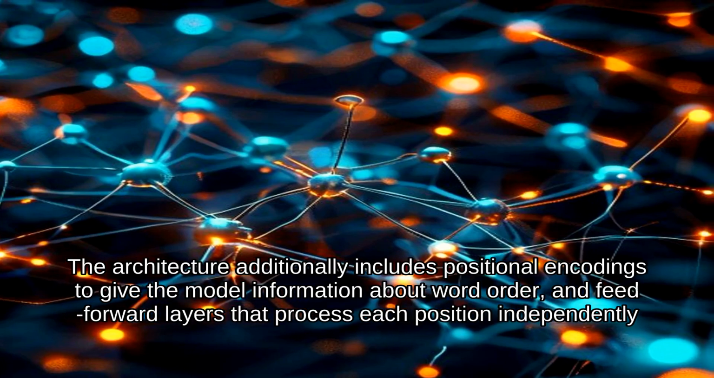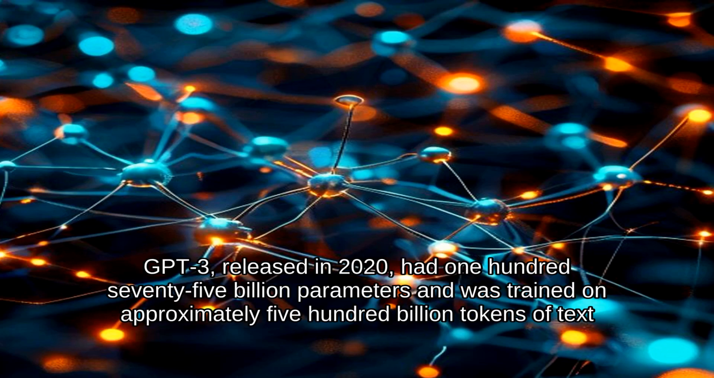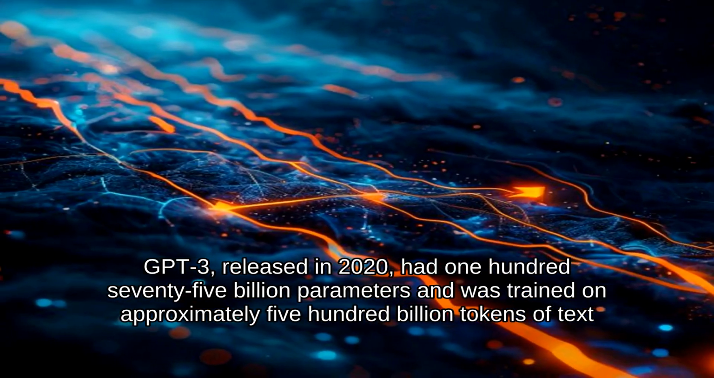GPT-3, released in 2020, had 175 billion parameters and was trained on approximately 500 billion tokens of text. The scaling of transformers has led to the phenomenon of emergent abilities, where models suddenly become capable of tasks they were not explicitly trained on once they reach a certain scale.